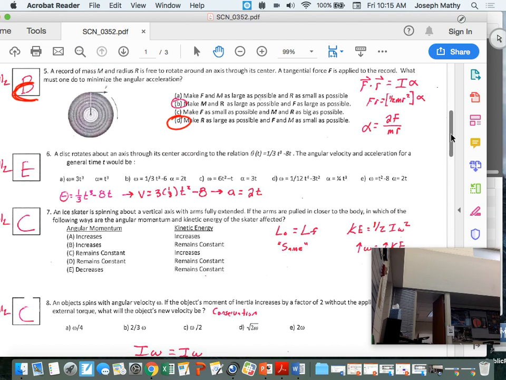Ladies and gentlemen, question 6. You're literally just differentiating twice to get to E.